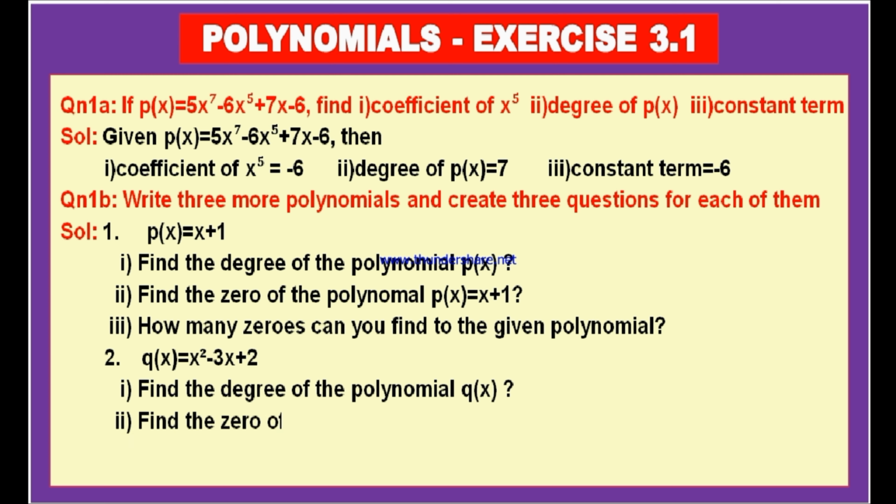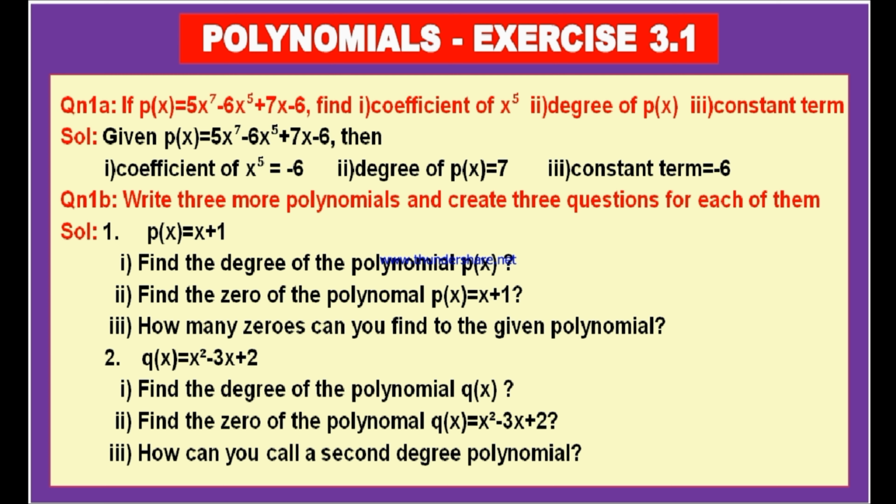And the second question, find the 0 of the polynomial q of x is equal to x square minus 3x plus 2. Here there may be 2 zeros since it is a quadratic polynomial. Either you may ask to find both the zeros or at least any one of the zeros. And third question, how can you call a second degree polynomial? You can call this a quadratic polynomial. Good.